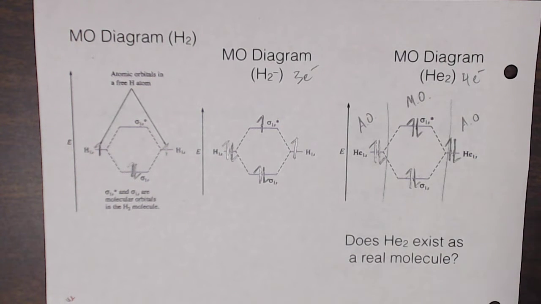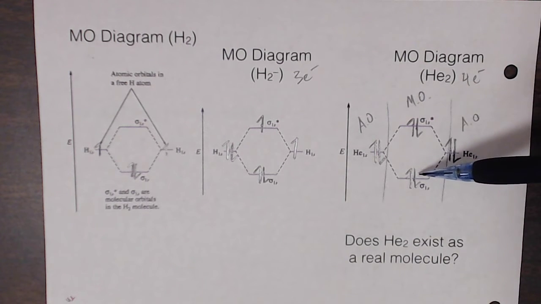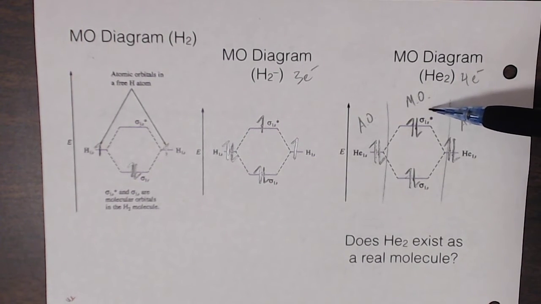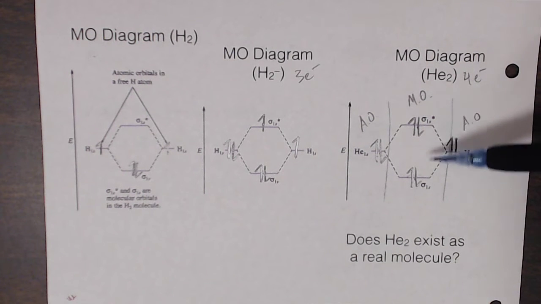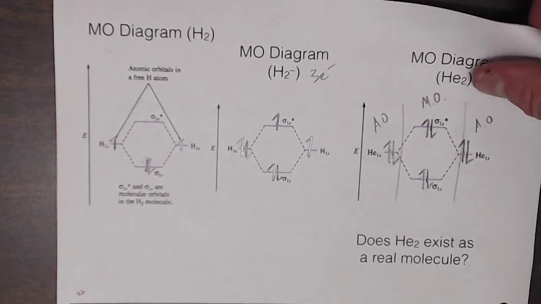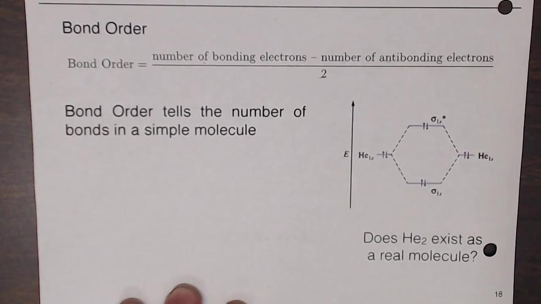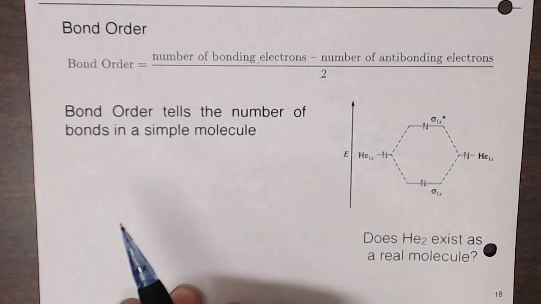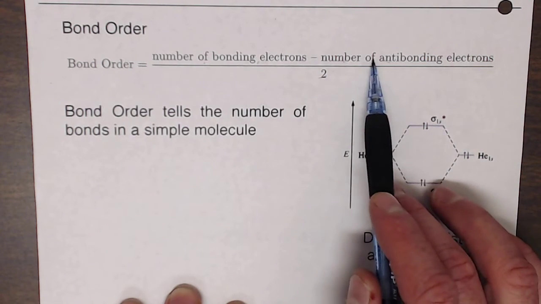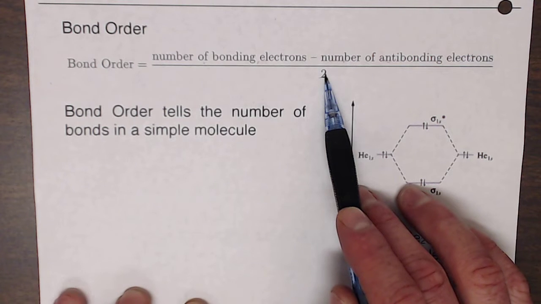And so the question on the page is, does He2 exist as a real molecule? And it does not. You would not find He2 as a real molecule, because if it's got 2 electrons in a bonding orbital and 2 electrons in an anti-bonding orbital, these 2 things cancel each other, and we couldn't expect to find any He2. And so that leads us to something I'll define as bond order, which is the number of bonding electrons minus the number of antibonding electrons divided by 2.